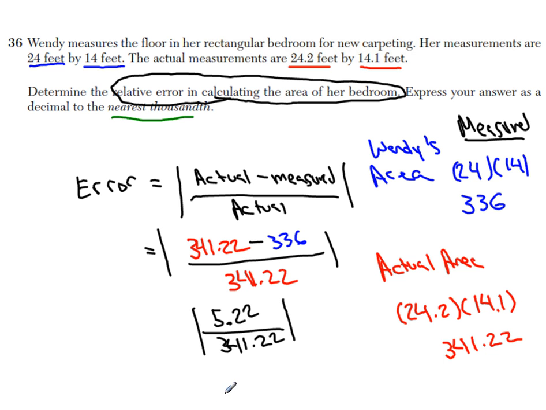Let me write that number over again. That was a little sloppy. So we got 0.015298. Okay, now we just have to round it to the nearest thousandth. So here's my tenths, here's my hundredths, and here's my thousandths. So we're going to have to round to this number. So our answer is just going to be 0.015. That's the relative error.